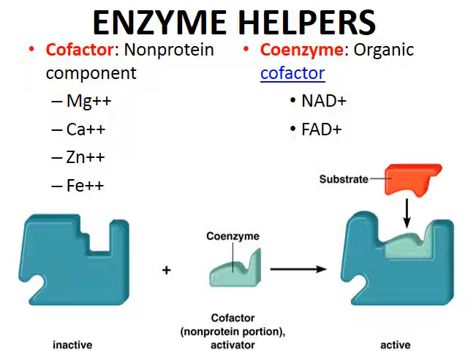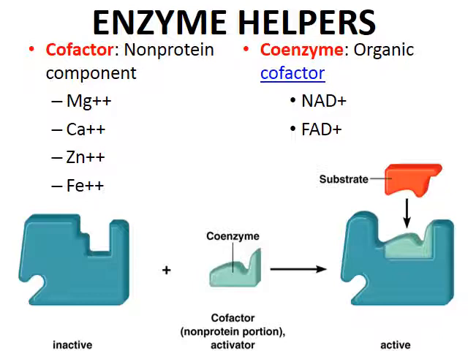Now, there are 20 common amino acids out there. Sometimes, whenever these long polypeptides come together, the enzyme can't get into the appropriate shape in order to work, in order to bind to its substrate. And so we have some helpers that can come in and help that enzyme get in the appropriate shape. There are two different types of helpers. There are cofactors, which are usually inorganic atoms or ions, and then there are coenzymes, which are organic molecules that help out.